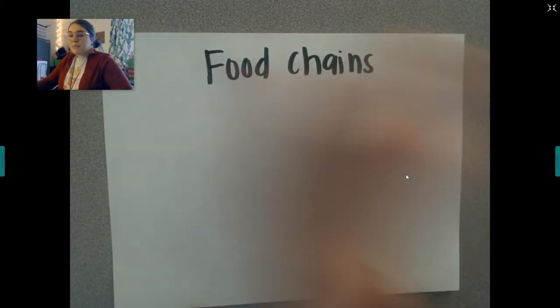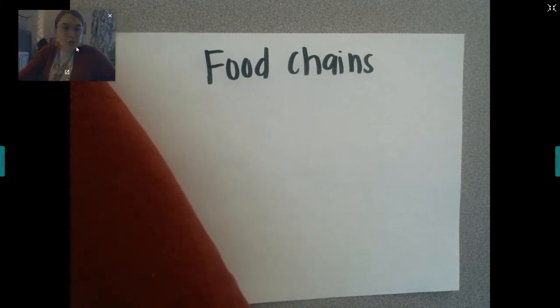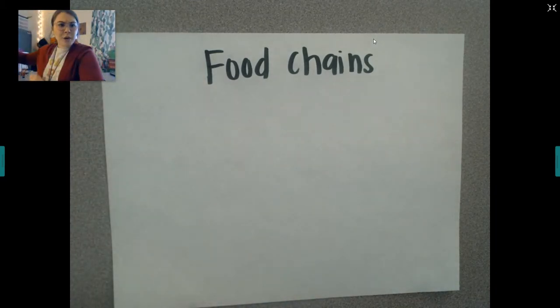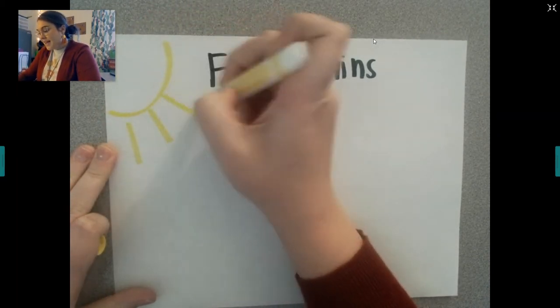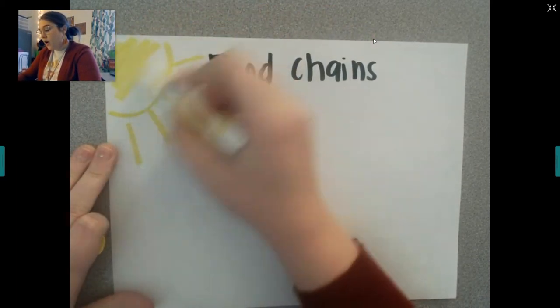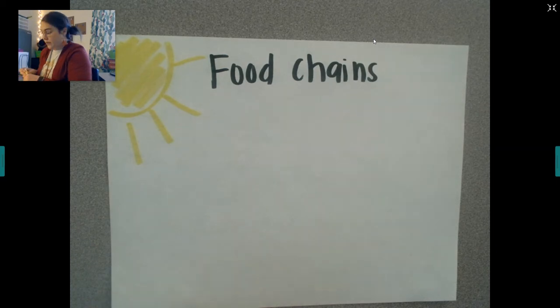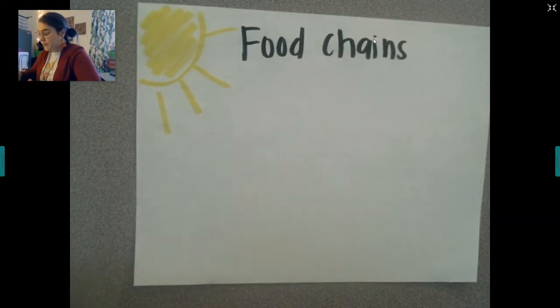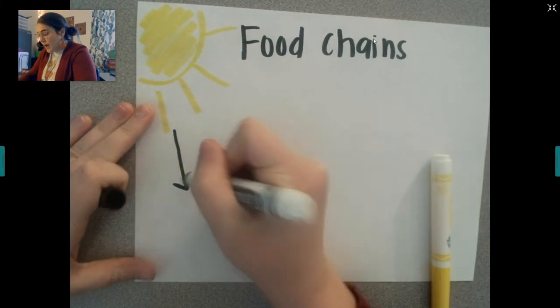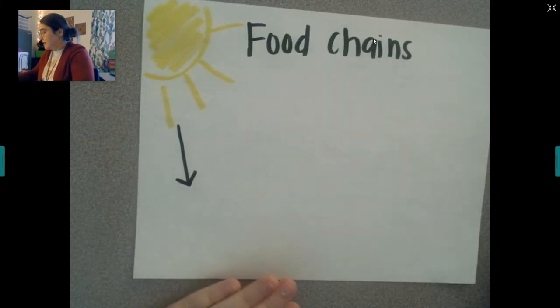So first of all, in every food chain, and let me move my picture real quick. In every food chain, we start off with a sun. The sun is where we get all of our energy from. So in our food chain, we start off with the sun. So then, do you remember what comes after the sun?